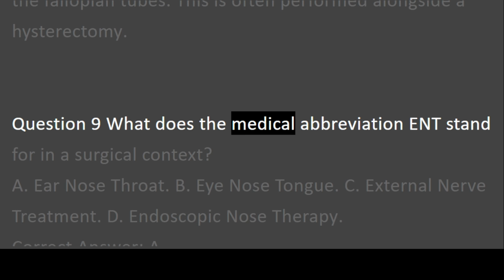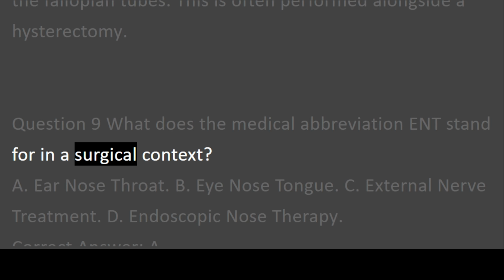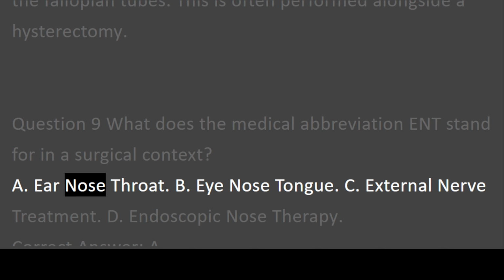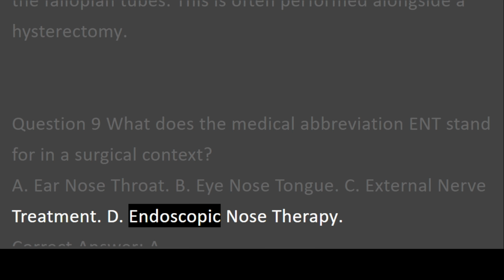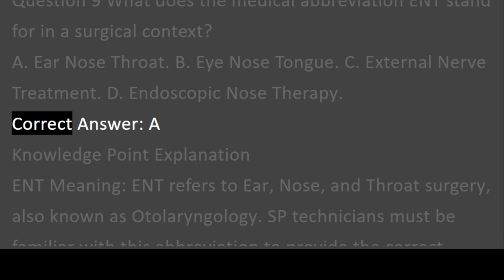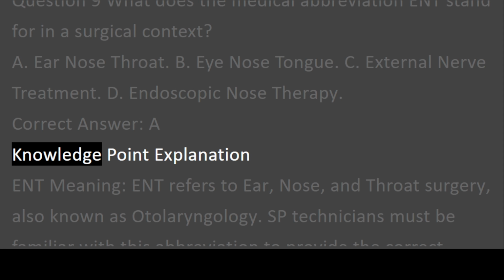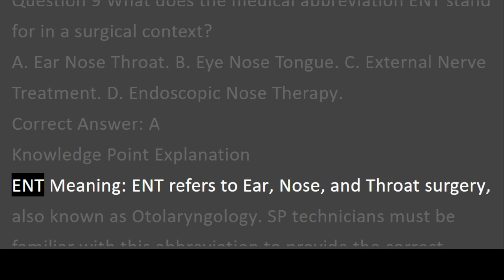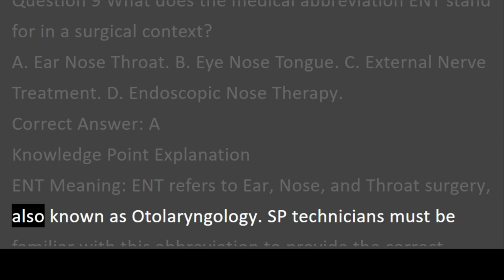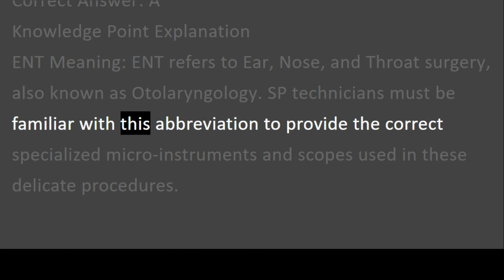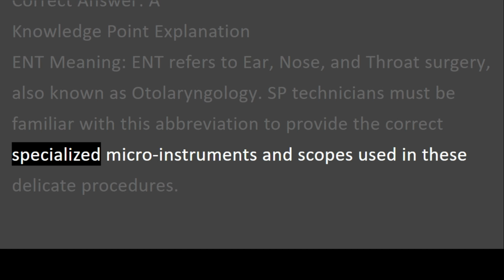Question 9. What does the medical abbreviation ENT stand for in a surgical context? A. Ear, nose, throat. B. Eye, nose, tongue. C. External nerve treatment. D. Endoscopic nose therapy. Correct answer, A. Knowledge point explanation. ENT meaning. ENT refers to ear, nose, and throat surgery, also known as otolaryngology. SP technicians must be familiar with this abbreviation to provide the correct specialized microinstruments and scopes used in these delicate procedures.